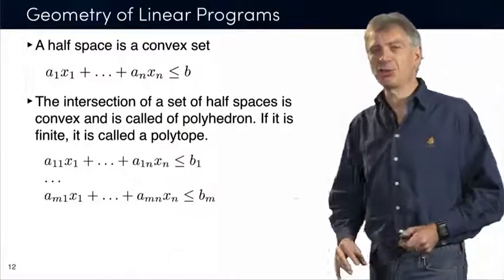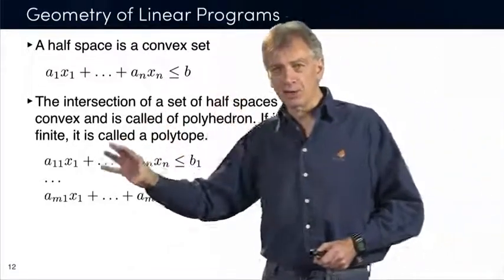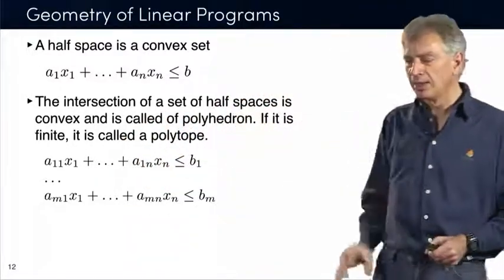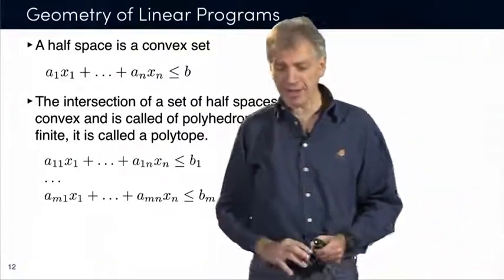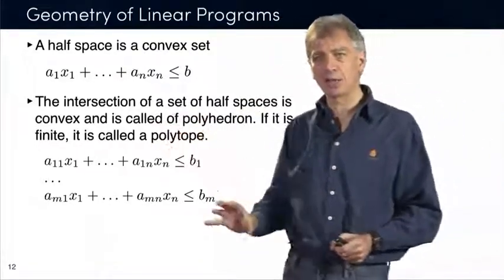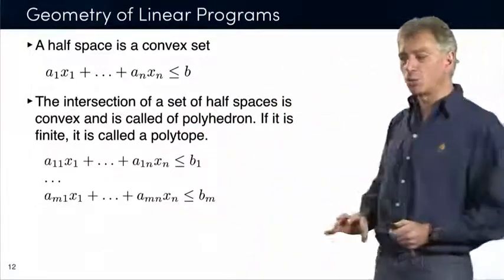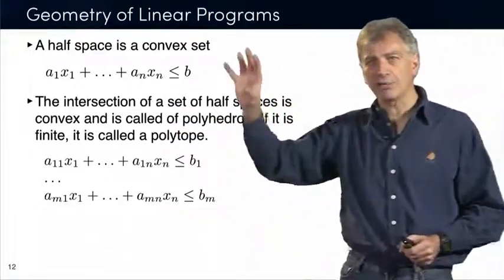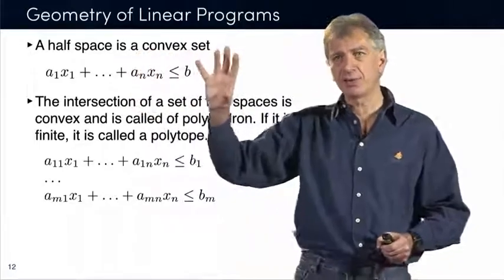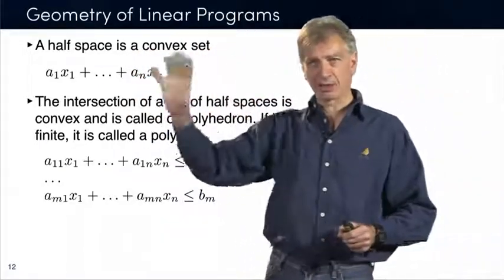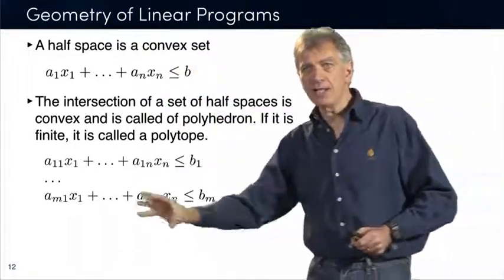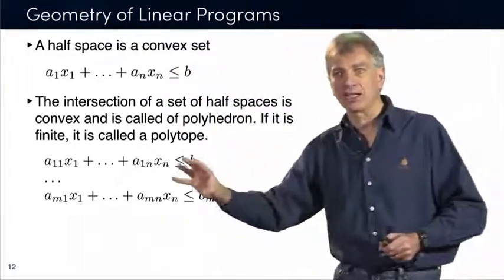This is called a polyhedron, the intersection of all these half spaces. And if it is finite, that means it doesn't go to infinity in one of the dimensions, it's called a polytope. So the big idea here is that we are dealing with convex sets. Every one of these inequalities is basically defining a convex set, which is called a half space. You have many of them, so to have a solution, you have to satisfy all of them.